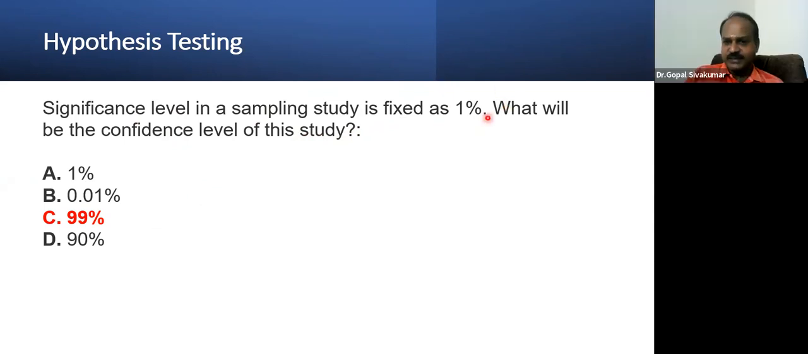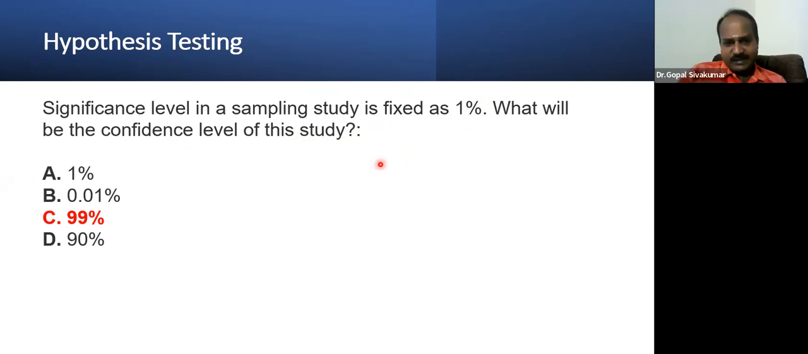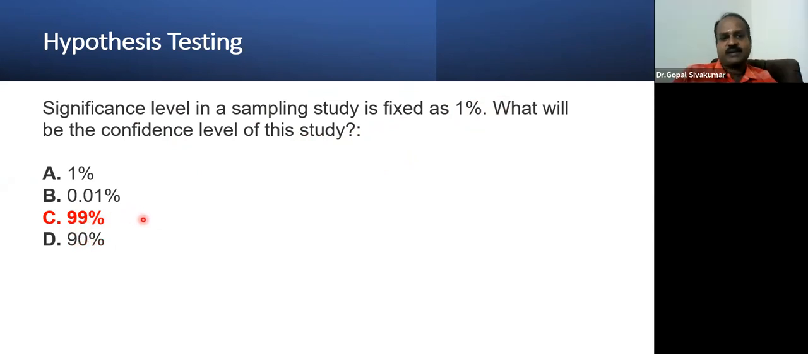The 1% is the permissible overlapping allowed. Isn't it? Acceptable, permissible overlapping allowed. However, 99% confidence level is the target now, because we want the level of significance to be 1%. Very good.